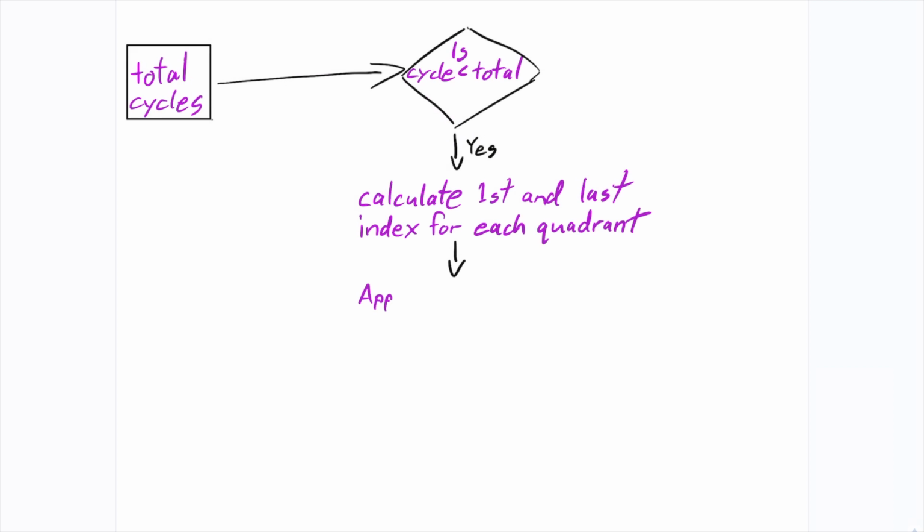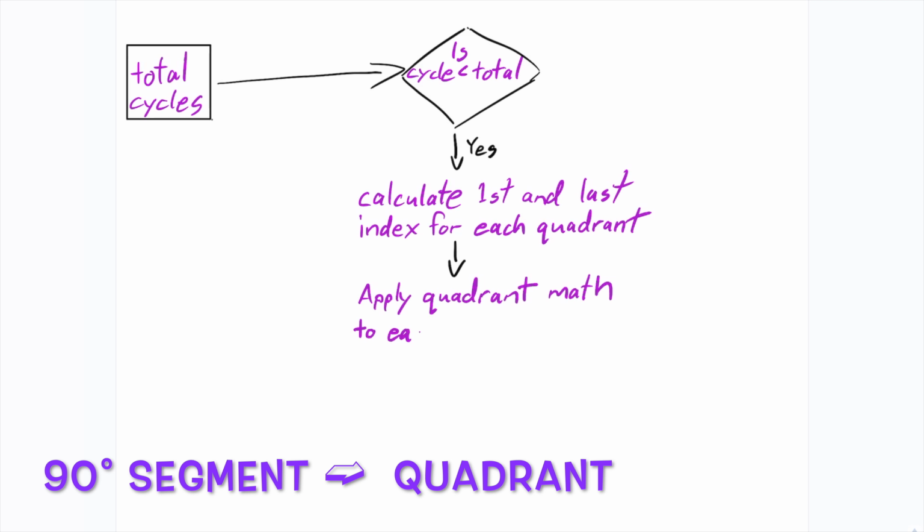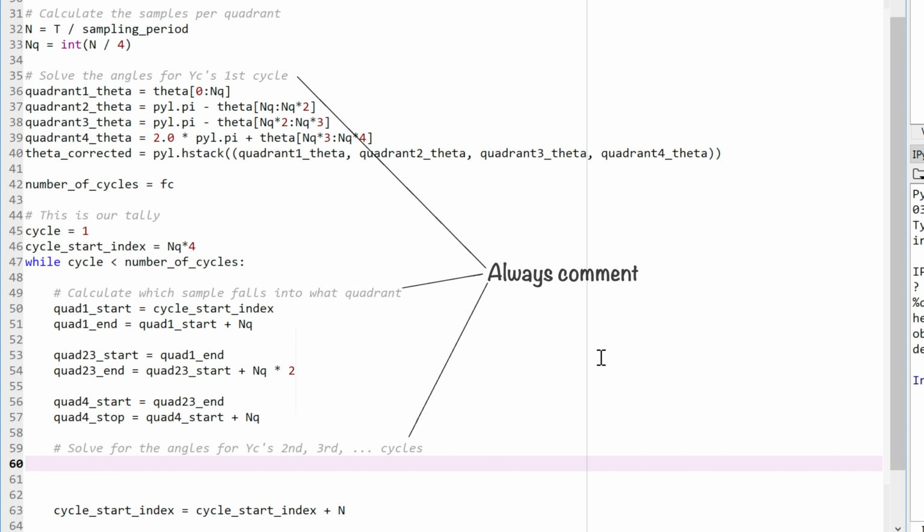With the starting and end indexes conveniently laid out for each of theta's 90-degree quadrants, our next task would be to use those quadrant circle formulas from earlier to fix each angle based on which quadrant it falls in. With that last comment outlining what we're about to do, it's time to solve for those angles.